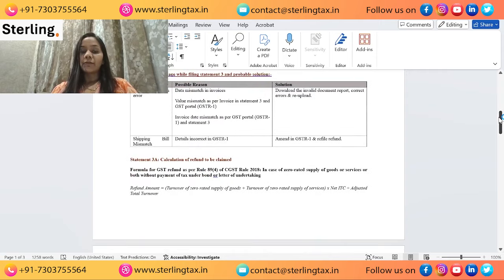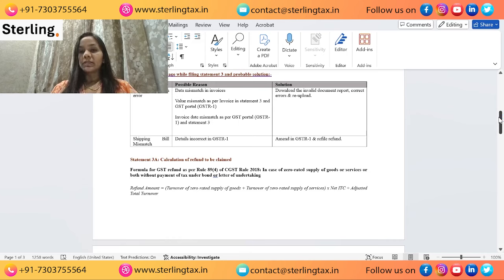The next step is to furnish Statement 3. Statement 3 is basically about how to calculate the amount of GST refund. The amount of GST refund is the lower of three. First is as per the formula derived by Rule 89 Sub-rule 4 of the CGST Rules 2018. The refund amount is the net input tax credit into turnover of zero-rated supply divided by adjusted total turnover.